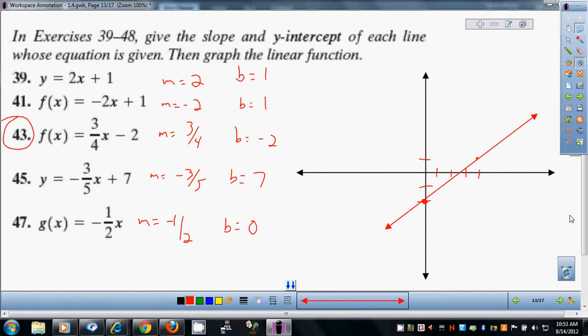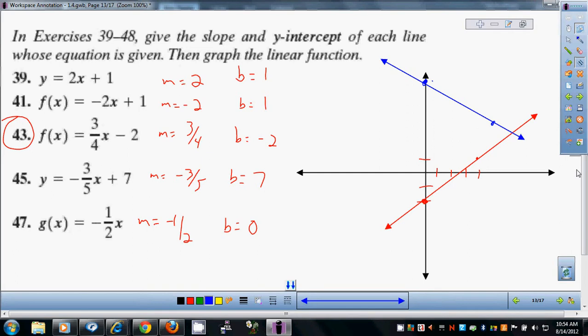Boom. There's your graph. Graph your y-intercept, plot out one slope point, and go. What about 45? I'll just do it on the same graph. Y-intercept of 7, which I'm totally just going to sketch. Ish. -3/5. Down 3/5. Connect the dots. Bam.